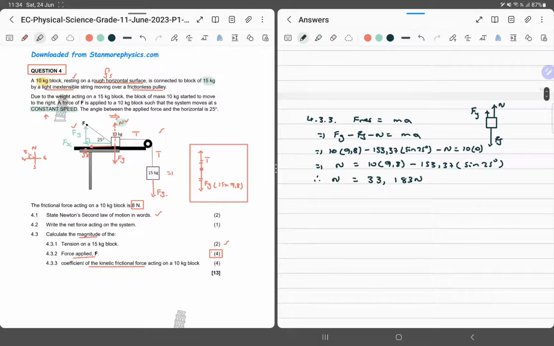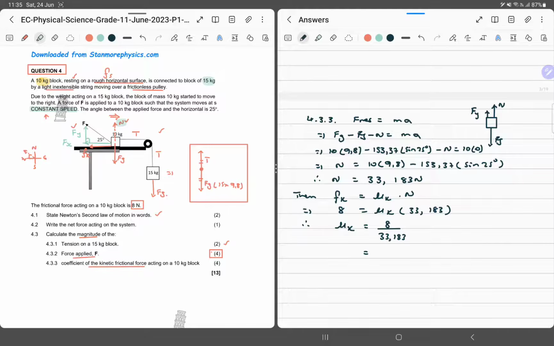Okay, now to solve this, we know that Fk is going to be mu k times the normal force. This implies that Fk, we were told, is 8, equals mu k, which is what we want, into 33,183. Therefore our coefficient of kinetic friction is going to be 8 over 33,183.